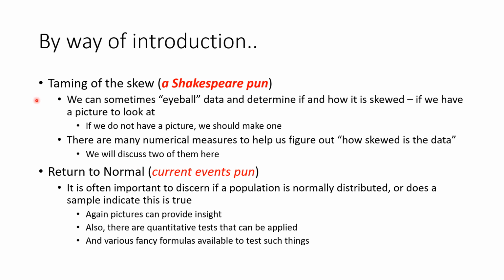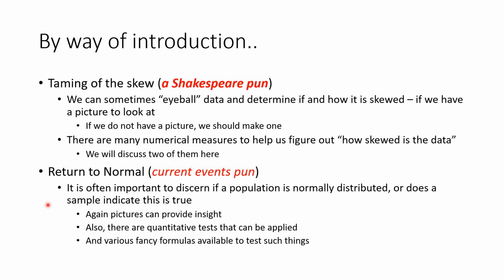By way of introduction, relative to skewness, we can sometimes eyeball data and determine how and if it is skewed, if we have a picture to look at. If we do not have a picture, we should make one, maybe multiple pictures. There are also many numerical measures to help us figure out how skewed the data is. We're only going to discuss two of them here in these notes.